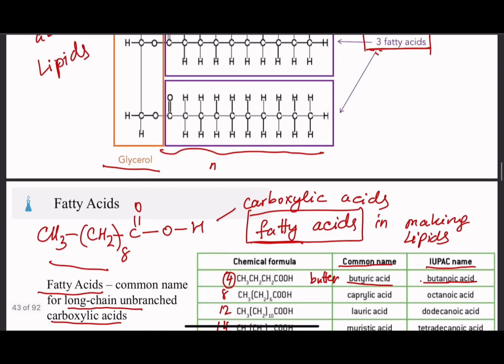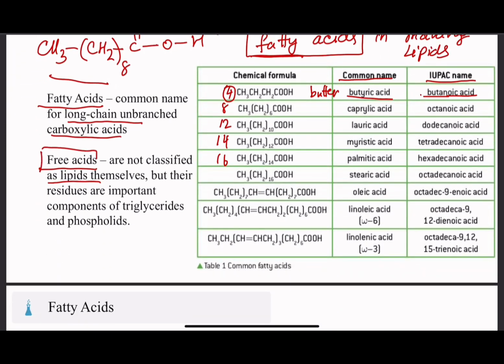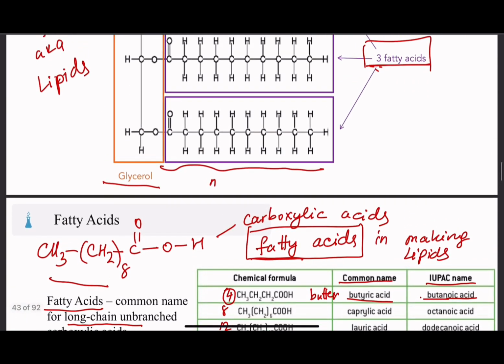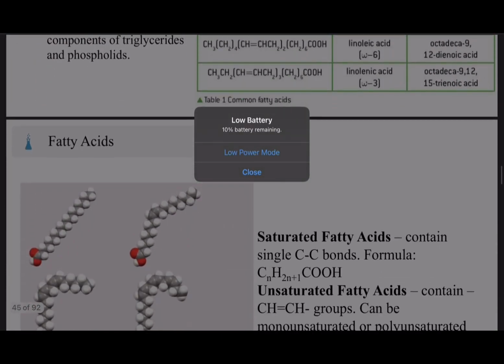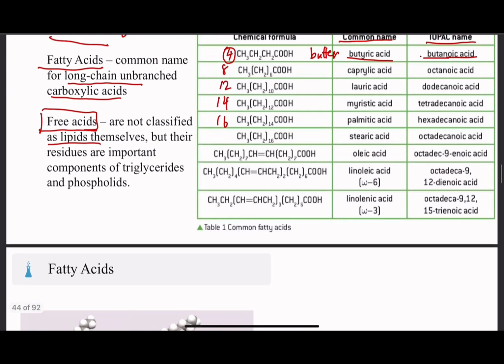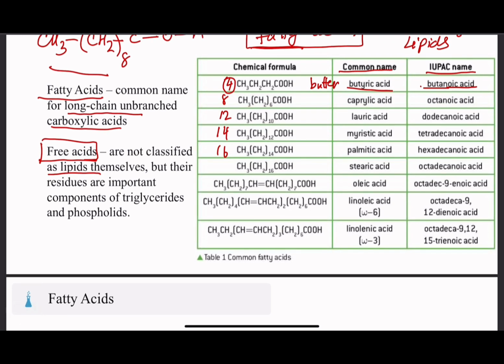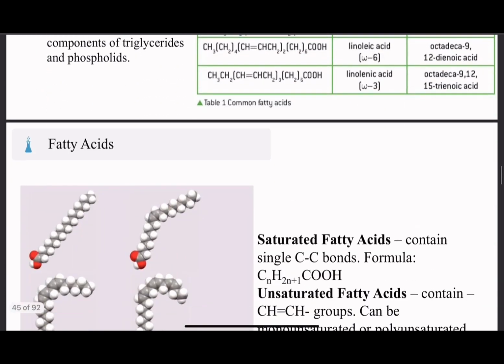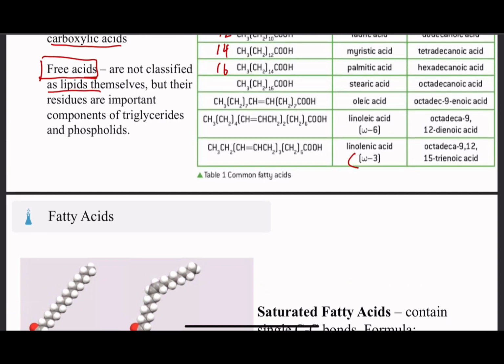But the free acids are the ones that do not make triglycerides, but just exist on their own, as carboxylic acids. For example, if you look at this omega-3 acid, this fatty acid is actually free in its form. It doesn't make a triglyceride. Free fatty acid, no triglyceride.